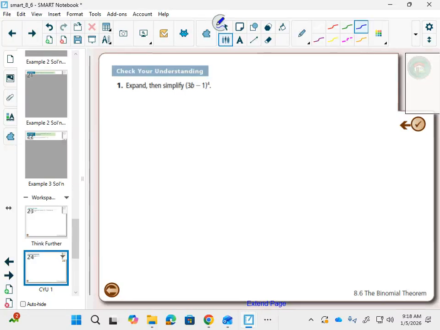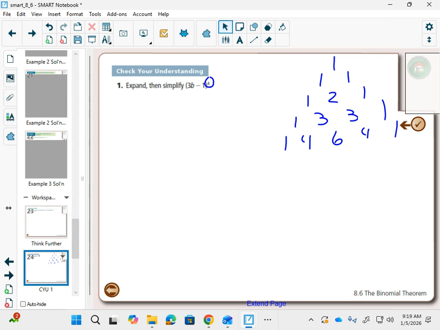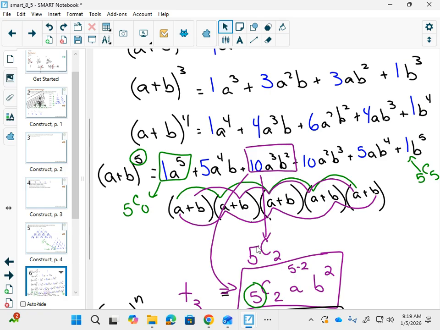So a couple of other patterns that are important when we're expanding this is expand and simplify 3b minus 1 to the 4. And this exponent of 4 is going to tell us where in Pascal's triangle we should go to. Okay? The thing that I use probably the most, and if we just go back to what we did previously, the patterns that we noticed.